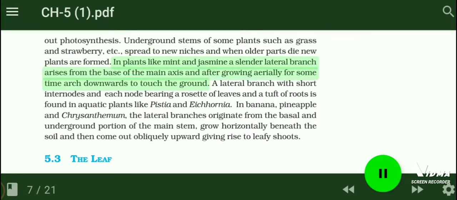In plants like mint and jasmine, a slender lateral branch arises from the base of the main axis and after growing aerially for some time arch downwards to touch the ground. A lateral branch with short internodes and each node bearing a rosette of leaves and a tuft of roots is found in aquatic plants like Pistia and Eichhornia. In banana, pineapple and chrysanthemum, the lateral branches originate from the basal and underground portion of the main stem, grow horizontally beneath the soil and then come out obliquely upward, giving rise to leafy shoots.